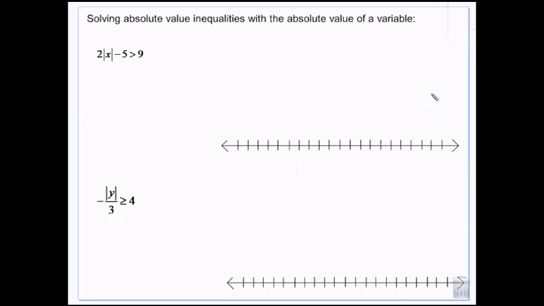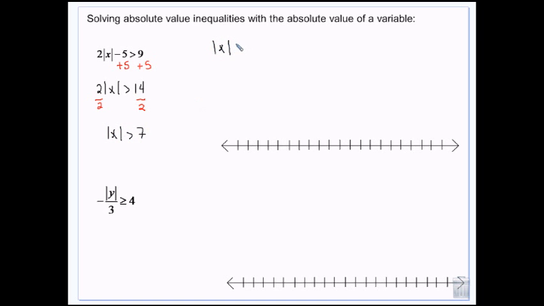Absolute value equation until the very end with the split. The split is where the change happens. So to get that absolute value by itself, I'm going to add 5 to both sides. And I get 2 times the absolute value of x is greater than 14. Then I'm going to divide by 2. And I get the absolute value of x is greater than 7.